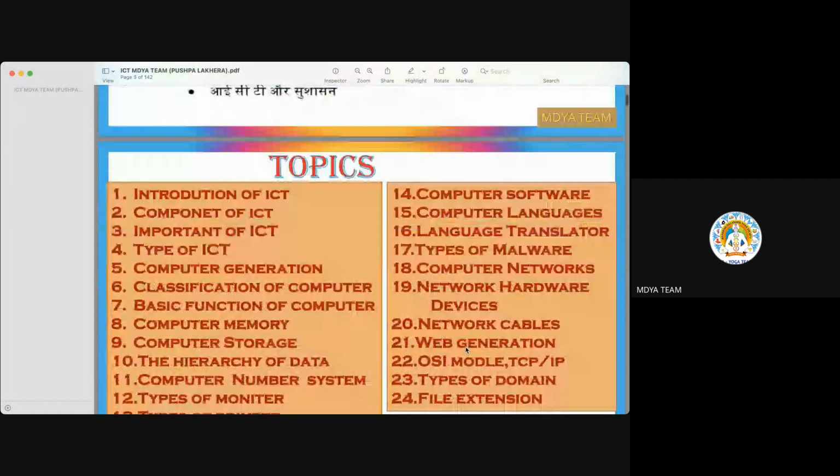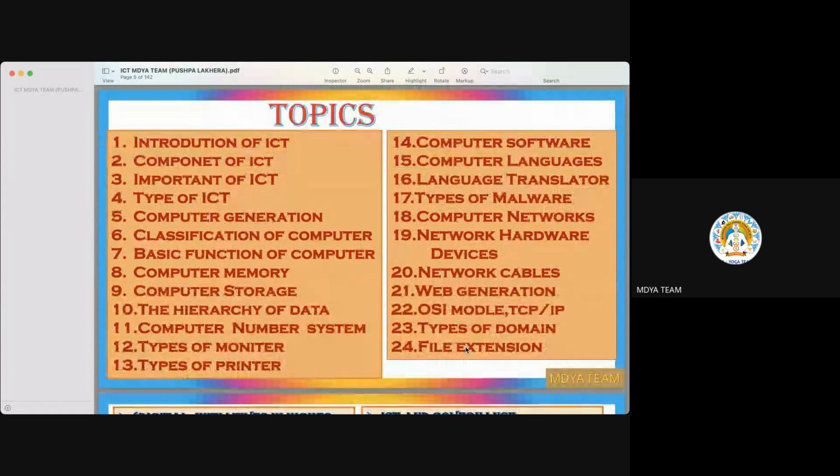So in detail, these are the topics: introduction, components, then types of ICT, how the computer generations go, classification, basic functions, and what the memories are regarding computers. We learn what a computer contains, how many types, how many components. Its memory, its storage, hierarchy of data, and number system. How earlier computers and nowadays computers work, and the monitor, printer. All these are the components of the computer.